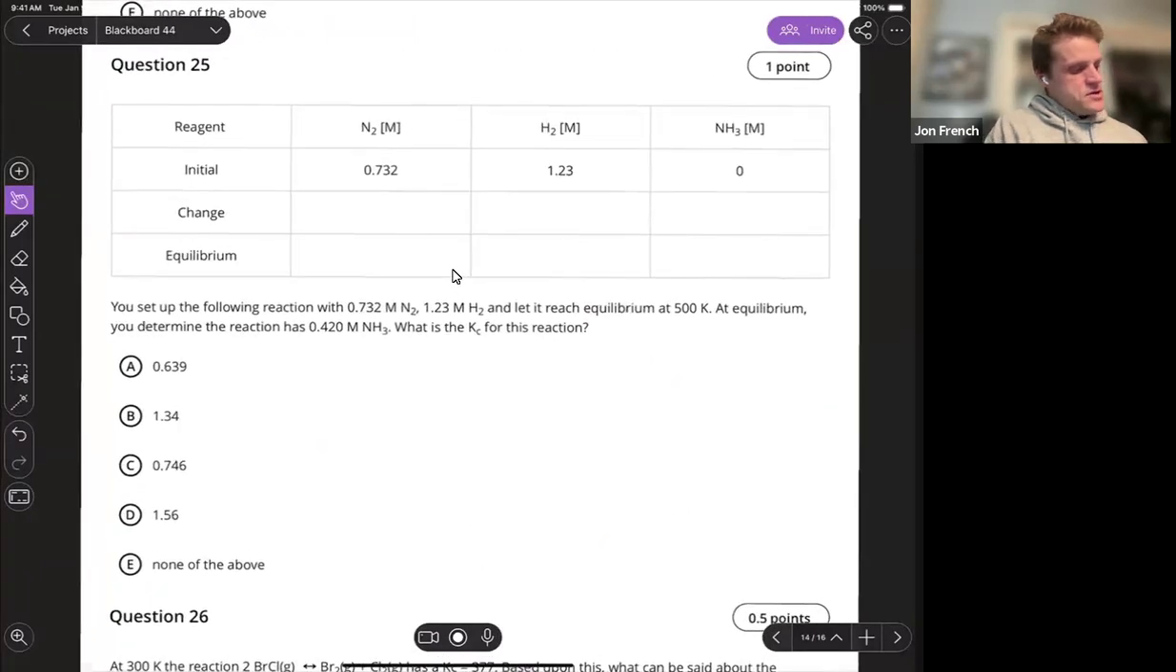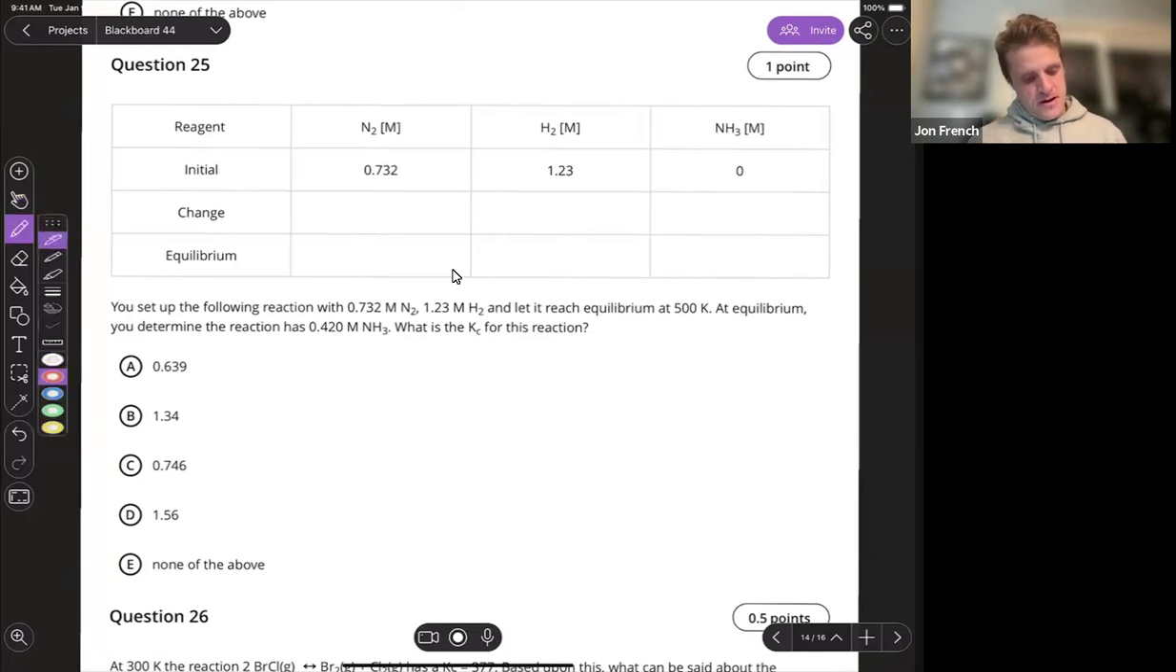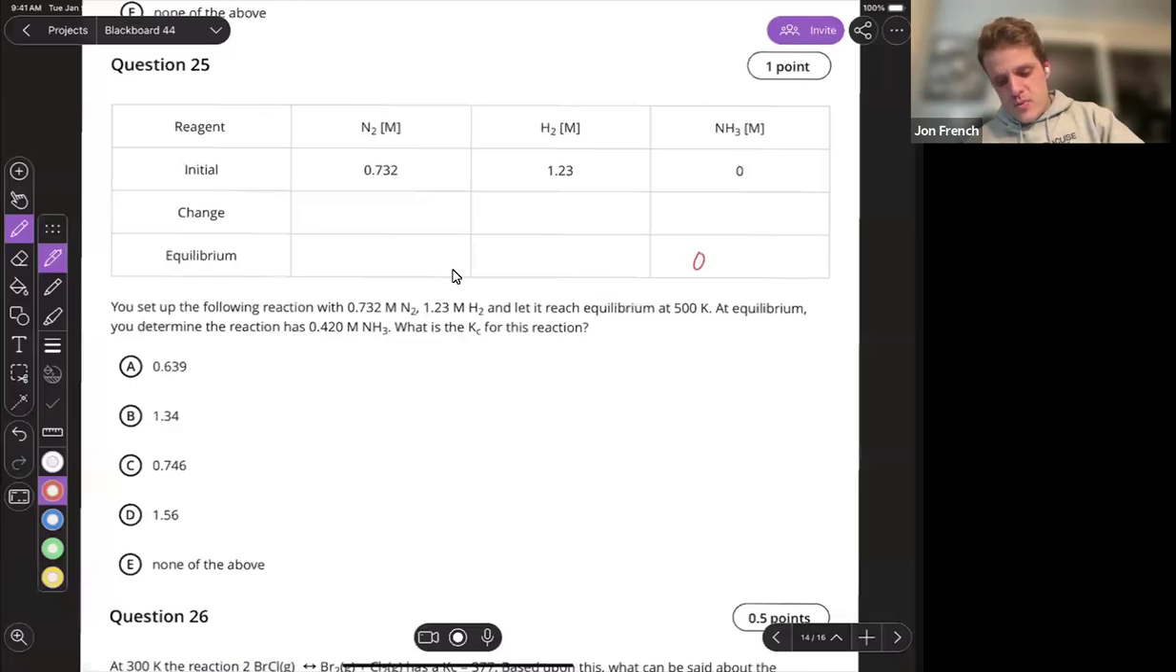Yeah, we set up the following reaction. Here's our initial concentration of nitrogen and hydrogen, 0 ammonia. We let the reaction reach equilibrium. At equilibrium, we go in and check, and we find that at equilibrium, I've got 0.420 ammonia. What is the equilibrium constant for this reaction?